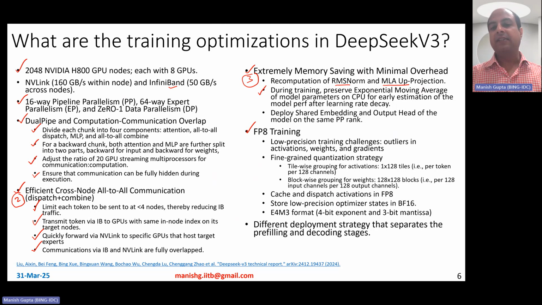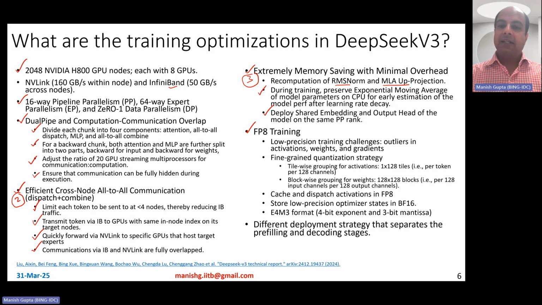Okay. The third thing that they do is to deploy the shared embedding and output head of all of those MTP modules on the same PP rank. So basically it's shared as well as also on the same PP rank. That makes both the embedding computation and the output head computation much faster, with low memory usage.